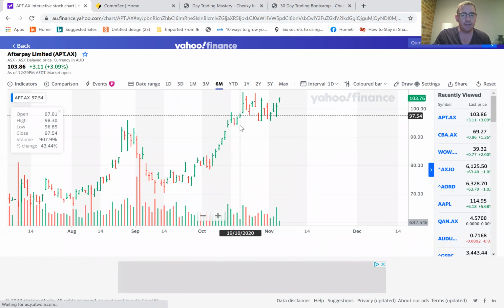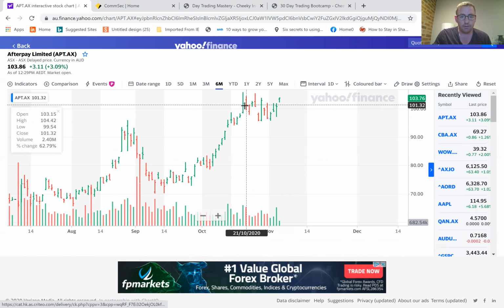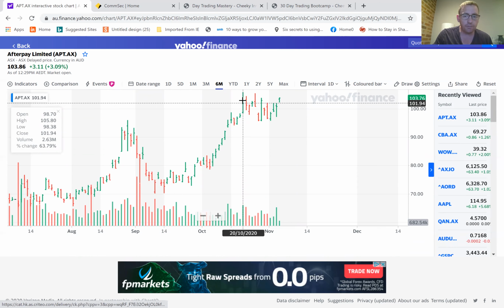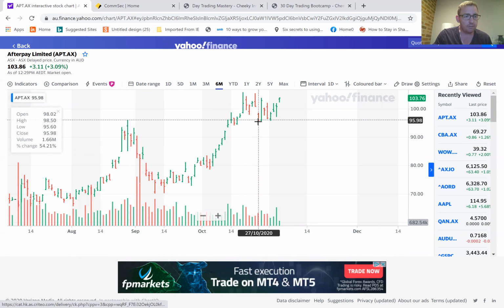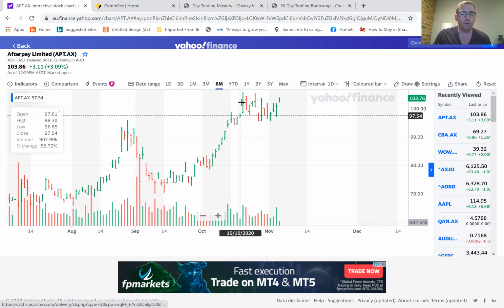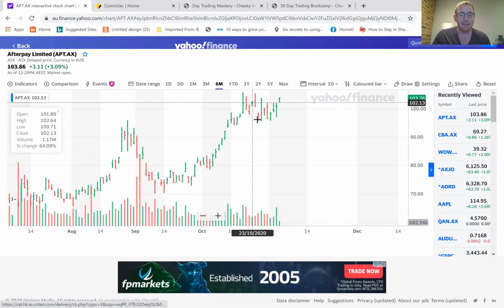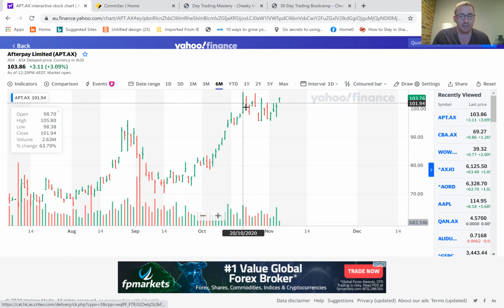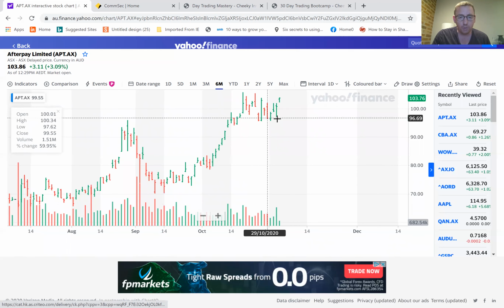Now, it hasn't gone down an awful lot here. It's certainly gone from this high of $105 down to probably about $95. So that's still a good 10% decrease. So what we're starting to see is there's still really big bars. There's a few little small ones in here.